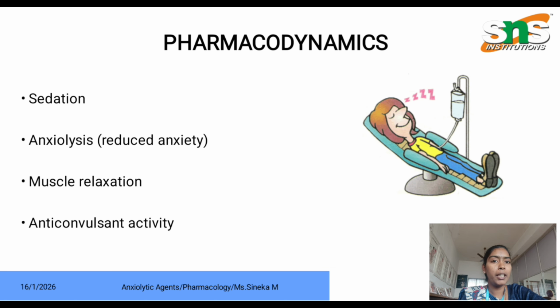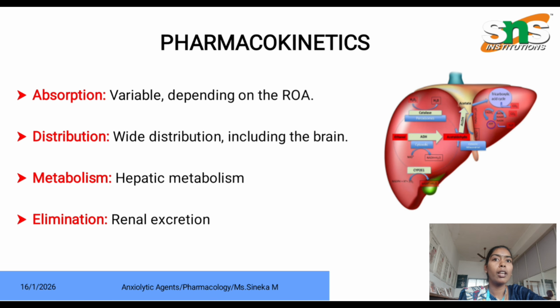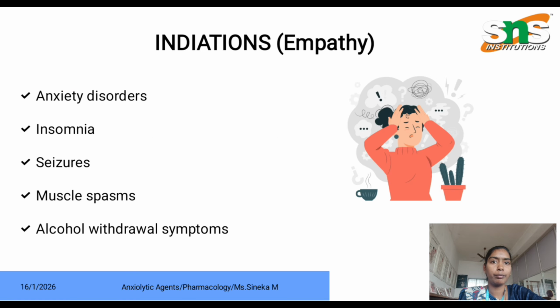Pharmacodynamics: four major effects are produced by these drugs. First one is sedation, which induces sleep. The next one is anxiolysis, which reduces the anxiety. Third one is muscle relaxation. Fourth one is anticonvulsive activity. By altering the brain signals, it reduces the activity of the brain. Pharmacokinetics: absorption is variable depending on the route, with wide distribution including the brain tissue. Metabolism occurs in the liver, and elimination occurs in the kidney.